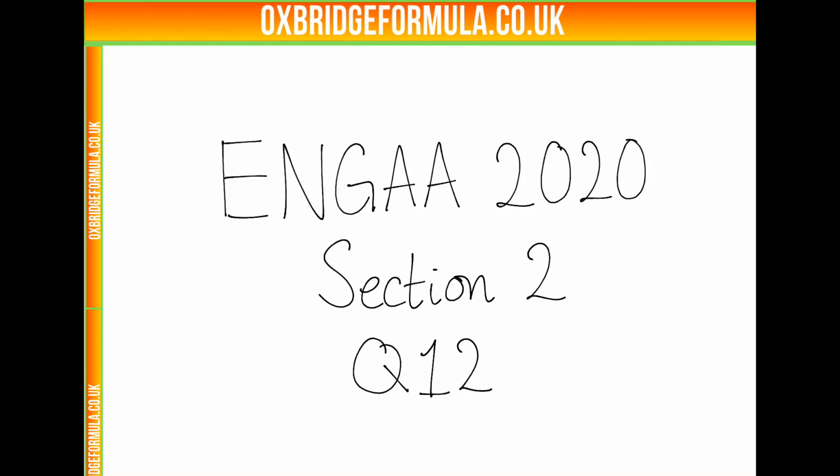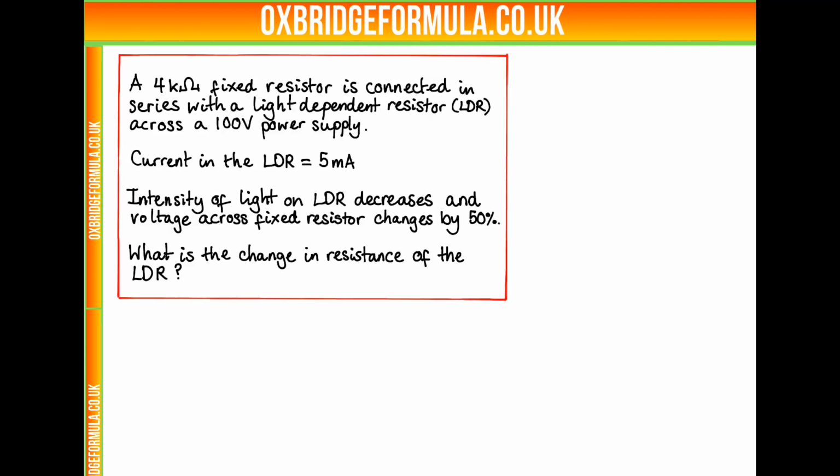This question is taken from the ENGAA 2020 Section 2 paper, and it is question 12. So we read, a 4 kiloohm fixed resistor is connected in series with a light-dependent resistor, LDR, across a 100 volt power supply. The current in the LDR is 5 milliamps.